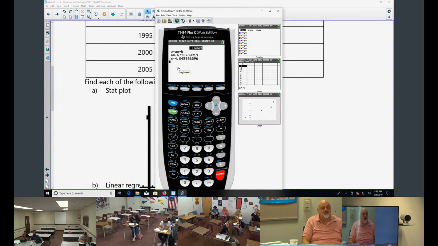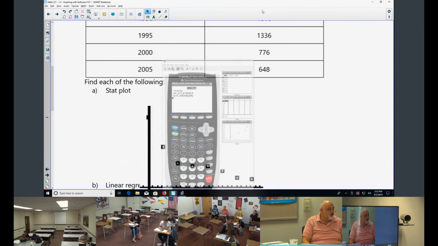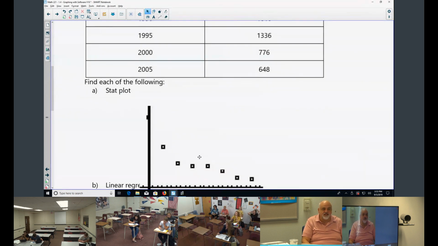Now, when you're writing the linear regression on your paper, you don't have to write all this, just carried out to 3 decimals. All right, so go ahead and do the linear regression for this data here.